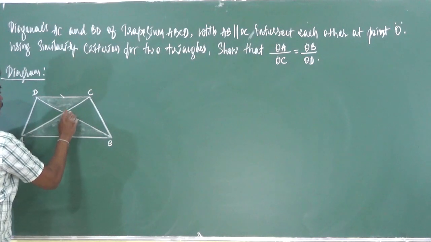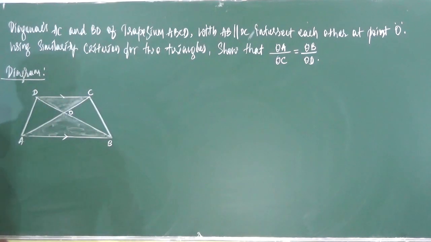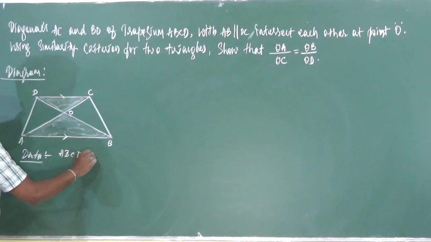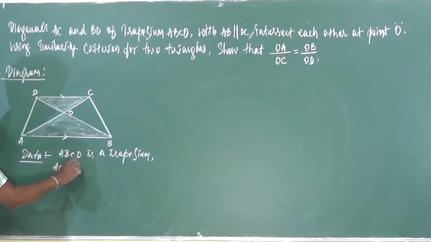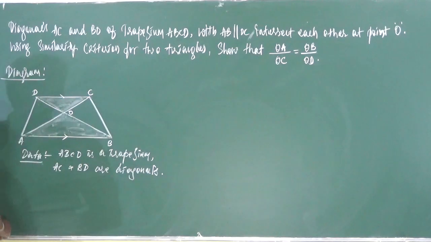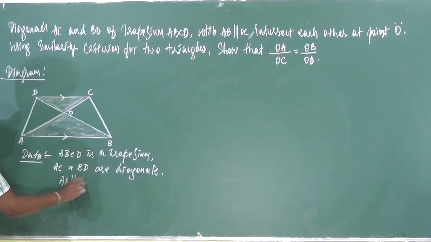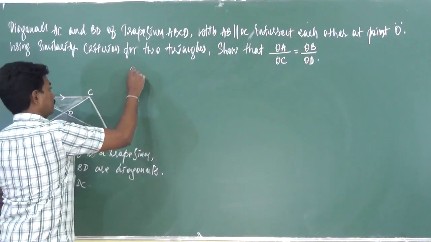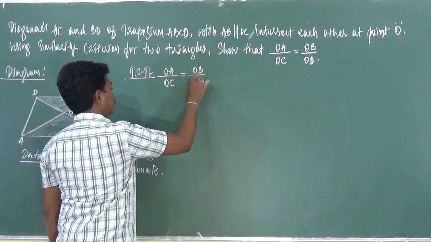Very simple problems. You should get a grip here itself, so that you can do well in bigger riders. Okay. So I have to select these two triangles. So let us write the data involved in this. The description of the diagram is the data here. ABCD is a trapezium. AC and BD are diagonals. Very important is AB parallel to DC. And you have to show that OA by OC is equal to OB by OD.